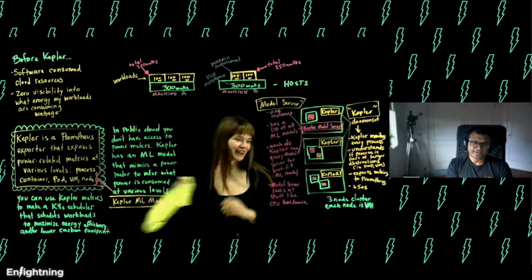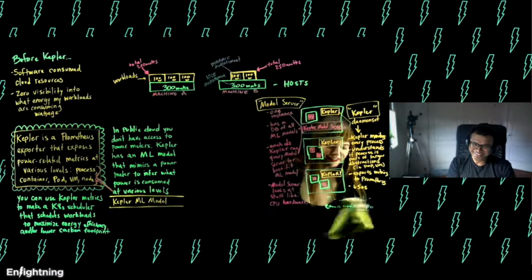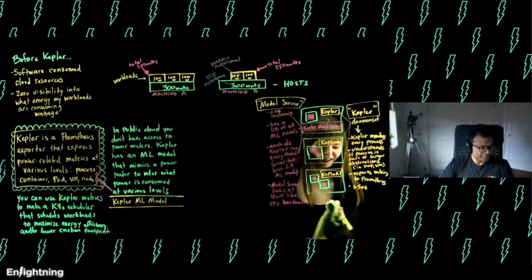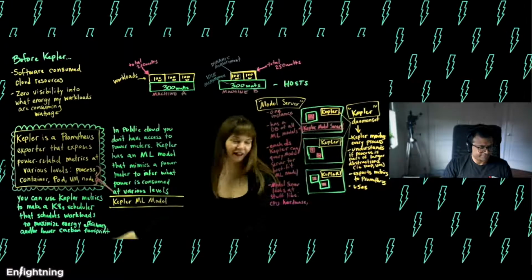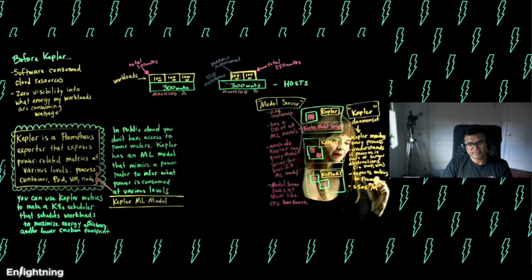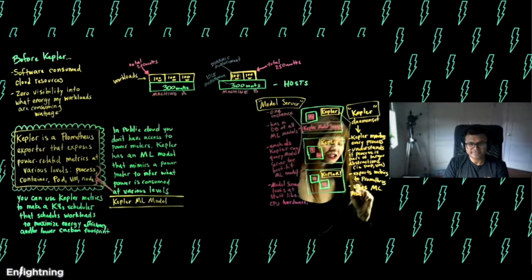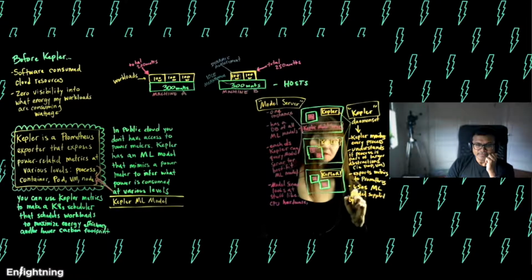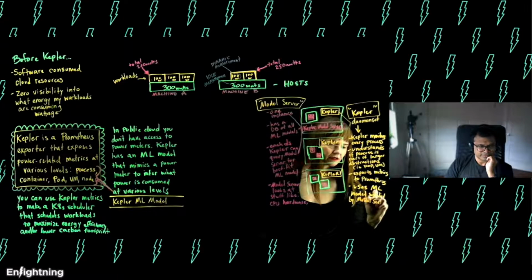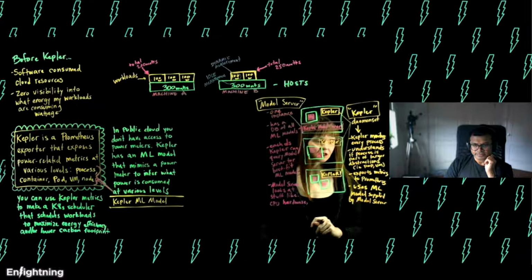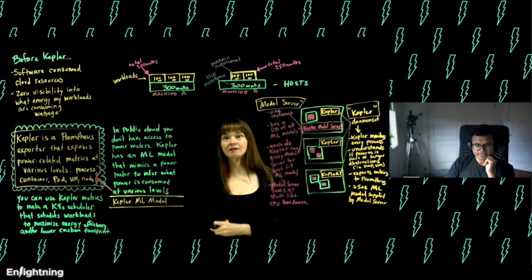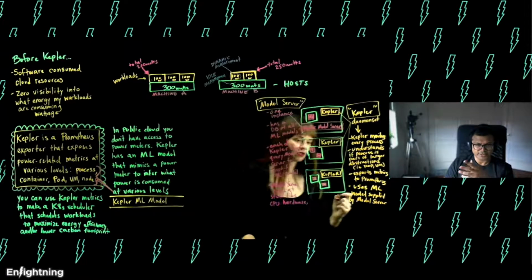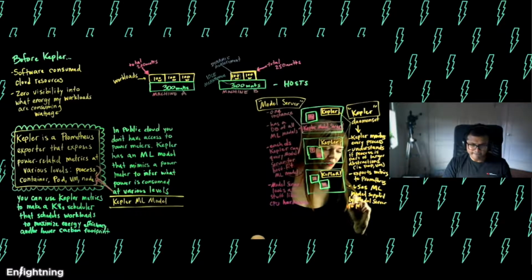Hold on just a moment. Kepler uses a machine learning model supplied by the model server to approximate energy consumption, to predict the energy. Okay.